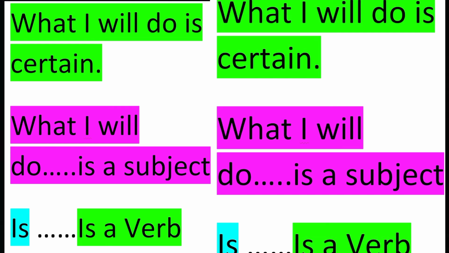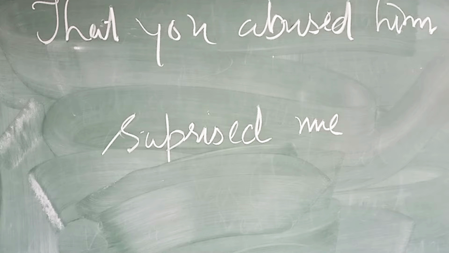I have one more example. What I will do is certain. So what I will do is a subject. Is certain is a verb. So what I will do works as the subject of the is. Is what? Is a verb.